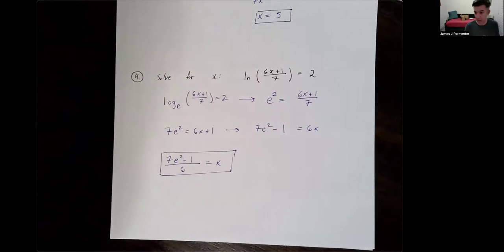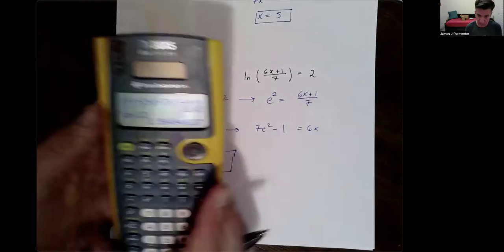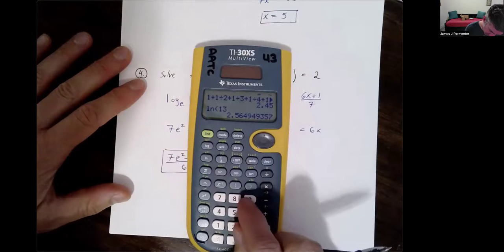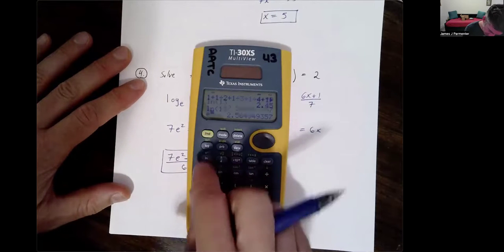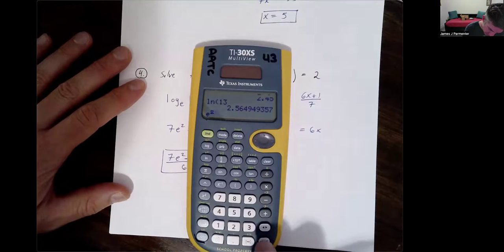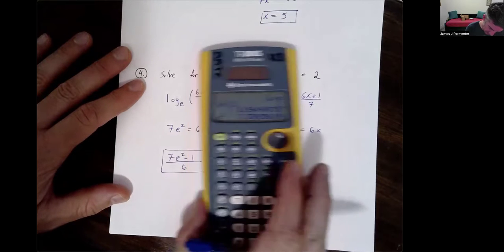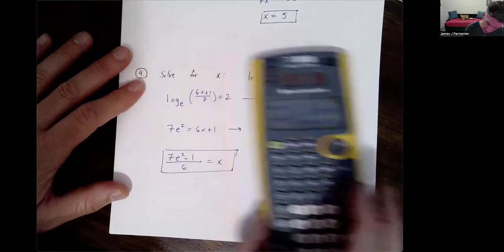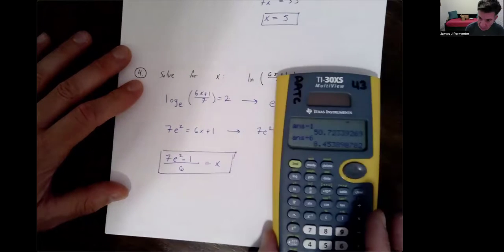You could plug this into a calculator to get an approximate value if you care to, or if you're asked to. So just plugging this into a calculator real quick here, so you can see this. I would probably do e squared first. So there's my e to the x, and then plugging in the 2. e squared is about 7.3, and then I'm going to multiply that by 7. I'm going to subtract 1. I'm going to divide by 6. So if I was asked for an approximate value, I'd write approximately something like 8.45.